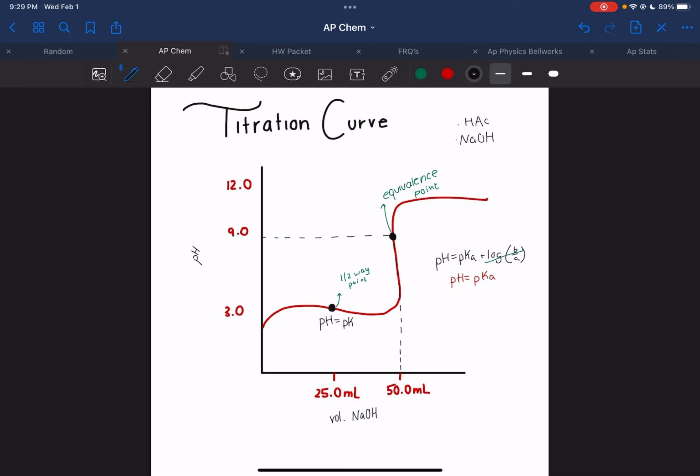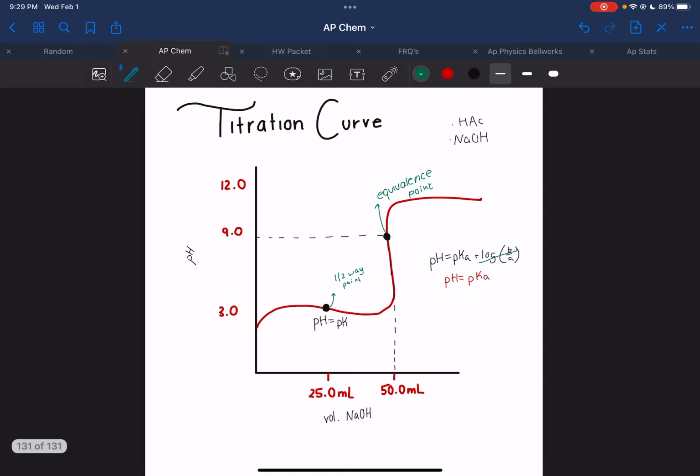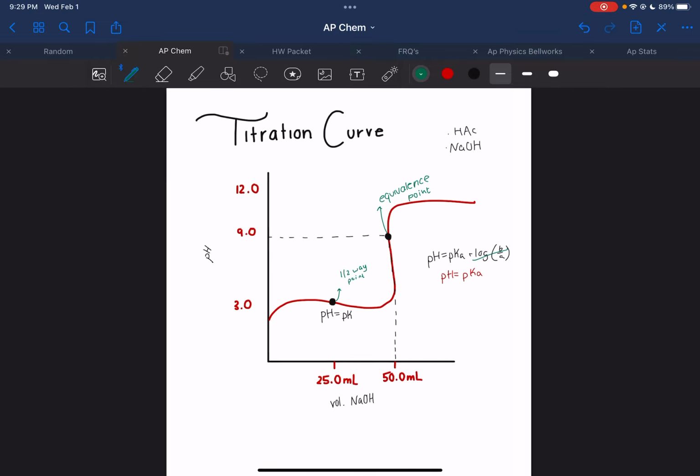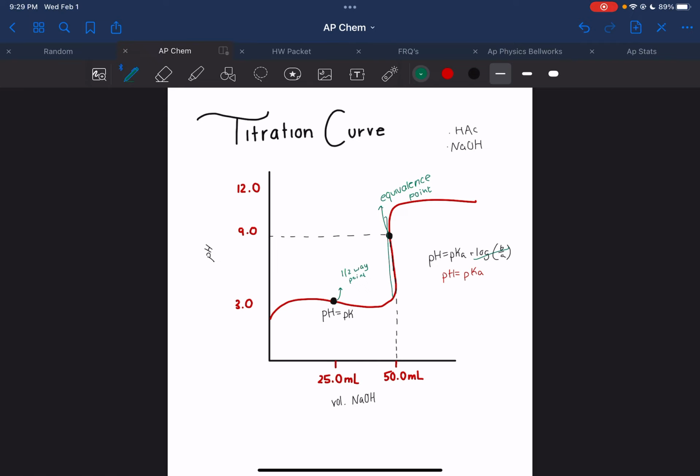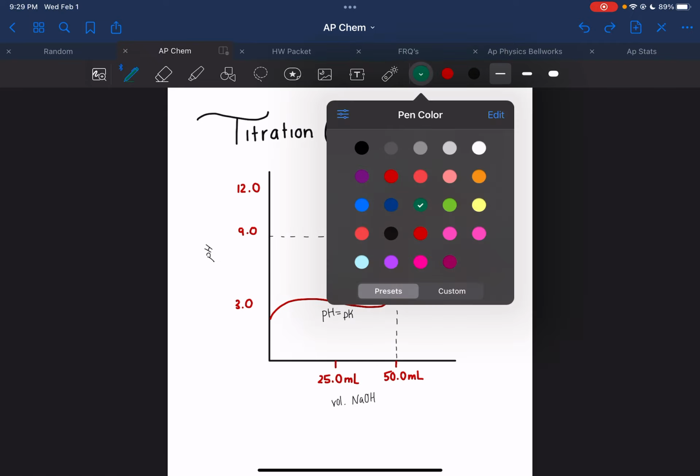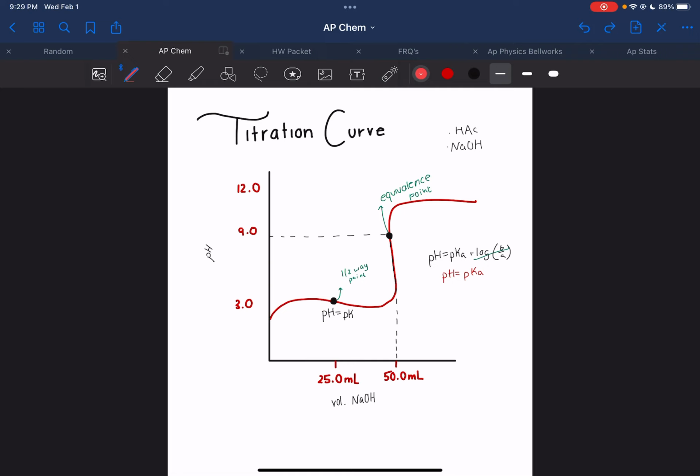So past this halfway point, the next thing to note here is maximum buffering. Buffering is a solution's resistance to change in pH. So the maximum buffering is not going to occur when the solution gets more basic. It's going to occur in the beginning ranges from, let's say, here to here. Let's just say maximum, but this is an estimate, okay?